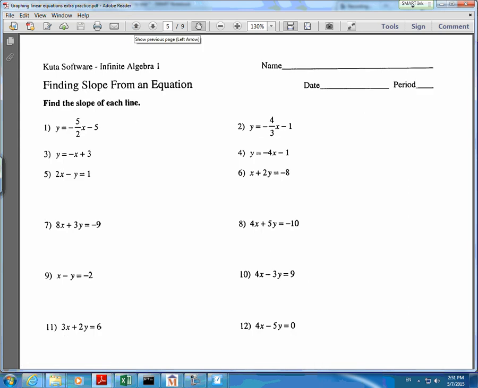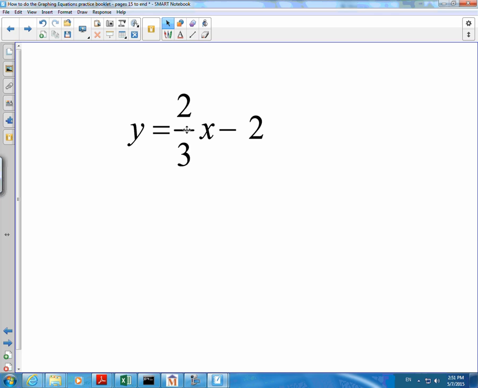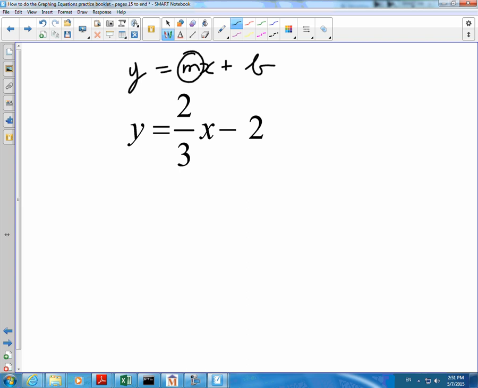And all you have to do on this page is find the slope of each line. So if you don't know how to look at an equation that's in y equals mx plus b form and find the slope, you need to watch the previous videos. But if you are familiar with this form of an equation, you realize that the numerical coefficient on the x is the slope value. And remember that slope means rise over run.